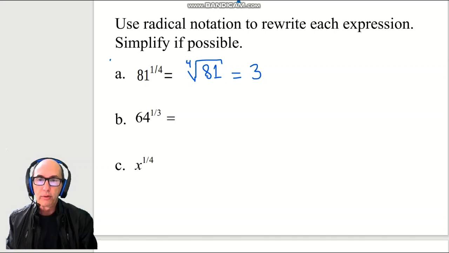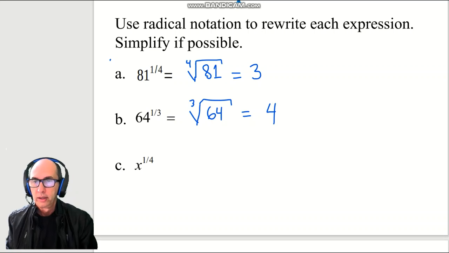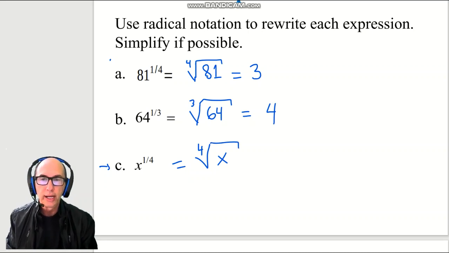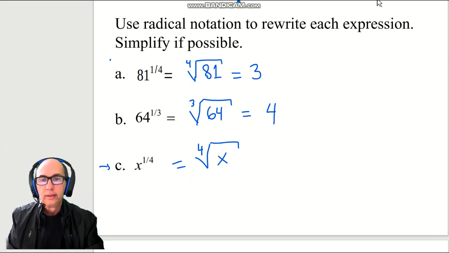Letter B, 64 to the power of 1 over 3. We can rewrite as the cube root of 64. You can type it in a calculator. 4 times 4, 16 times 4, 64. And what about letter C? X to the power 1 over 4. We can rewrite as the fourth root of x. We don't know the value of x, so that's the answer.